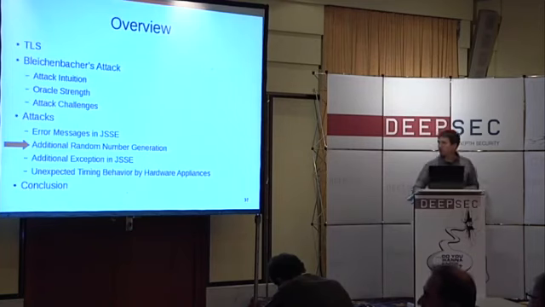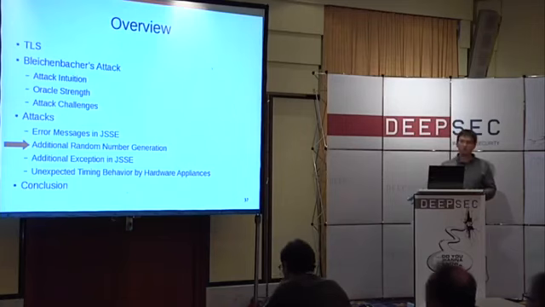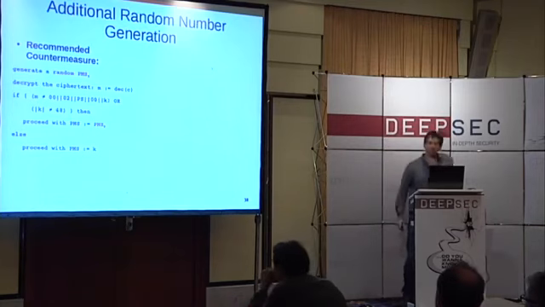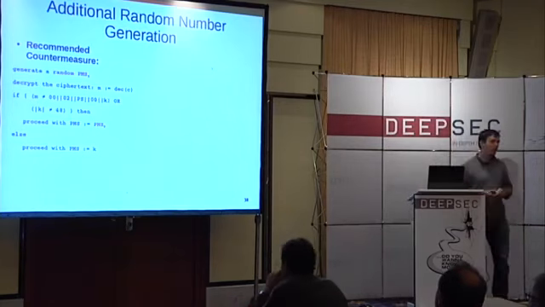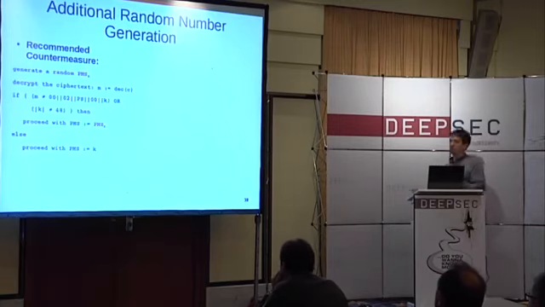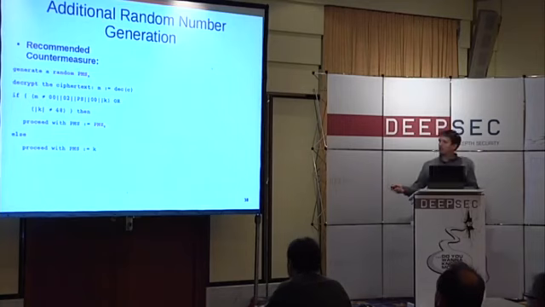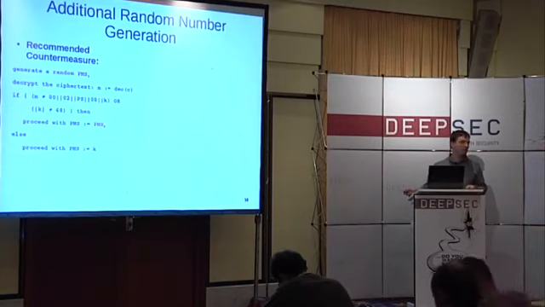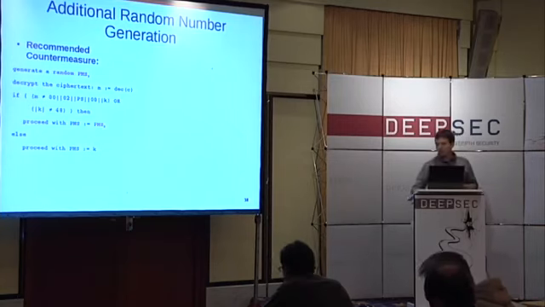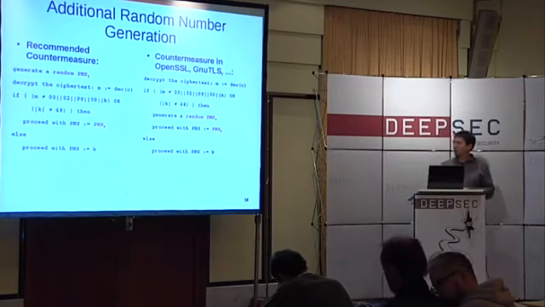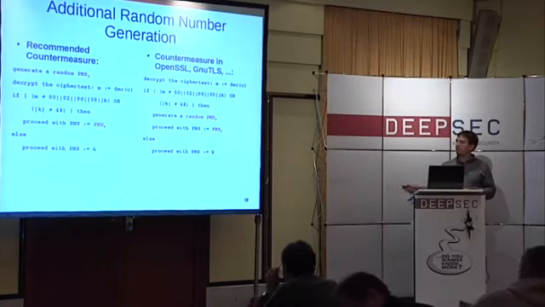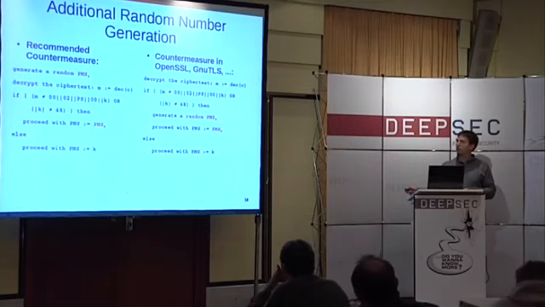Okay, let's get to the second side channel, additional random number generation. I already presented the recommended countermeasure, which is recommended by the TLS specification. It is needed to generate a random pre-master secret, and then in case something goes wrong, proceed with this randomly generated secret. We saw in many implementations that this was implemented like this: we decrypt the ciphertext first, and in case there is something wrong, we generate a random pre-master secret.